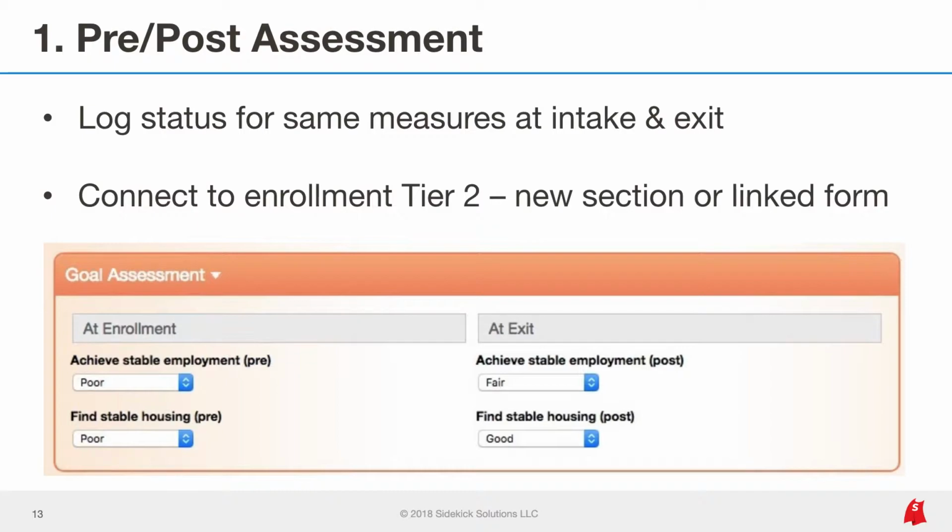And it can be implemented with a new section on the enrollment form, or really any form in which you want to do a pre and post assessment. Or it can be its own form that maybe you link from an enrollment, and maybe a wizard link, which is a pop-up menu where you would enter it and then close it out.